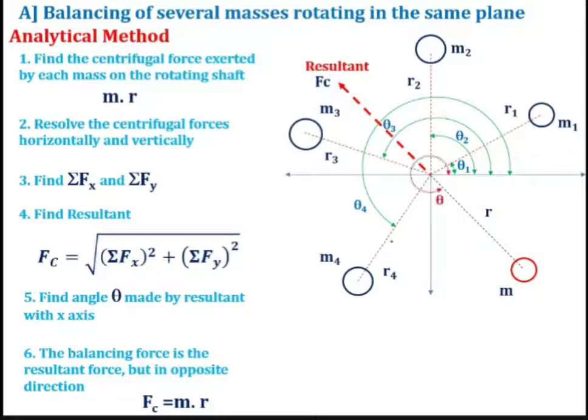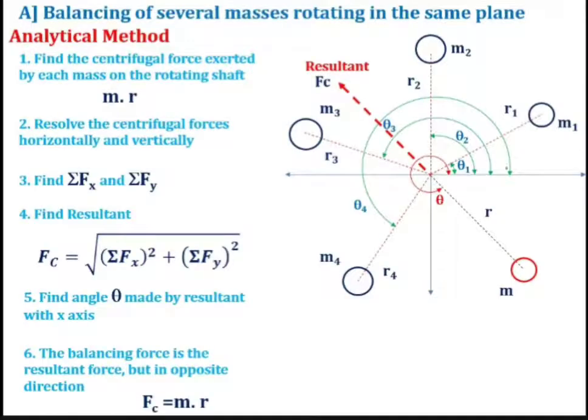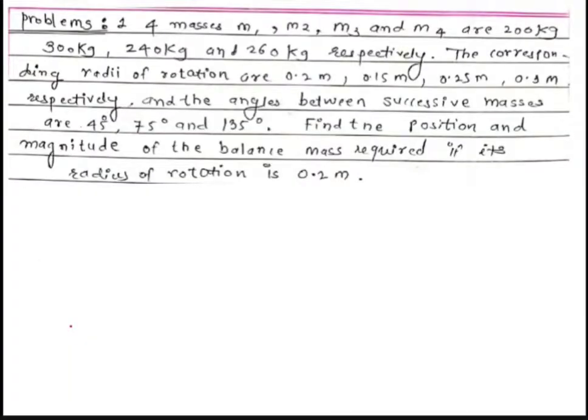And then what is theta? Theta is nothing but the balancing angle, which is measured from this OX up to here. So in both the cases you will get the same answer, but one is a graphical method and one is an analytical method. So now I will solve problem number 1, the balancing of several rotating masses in a single plane by both the methods. So let's solve.